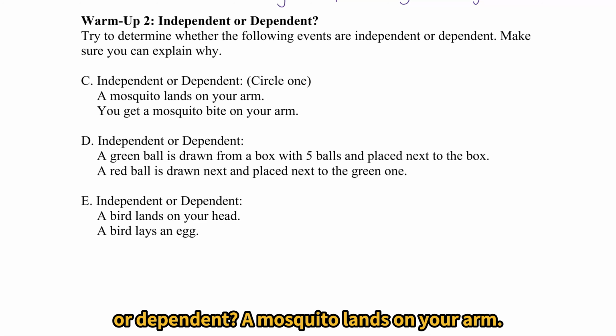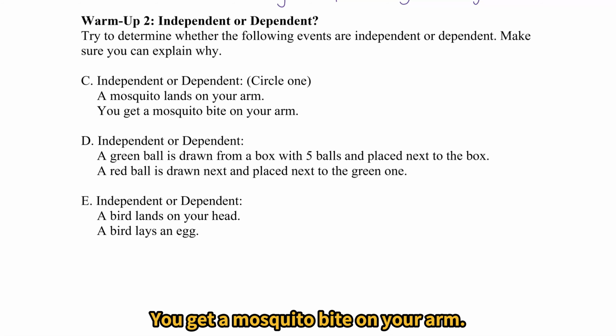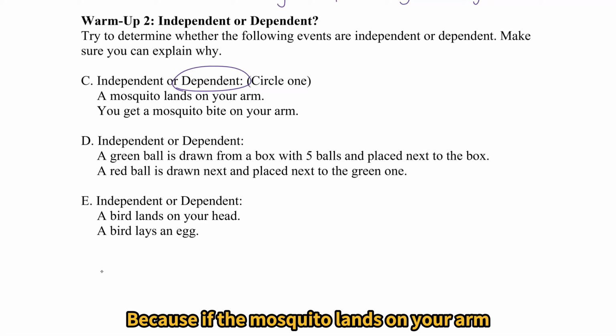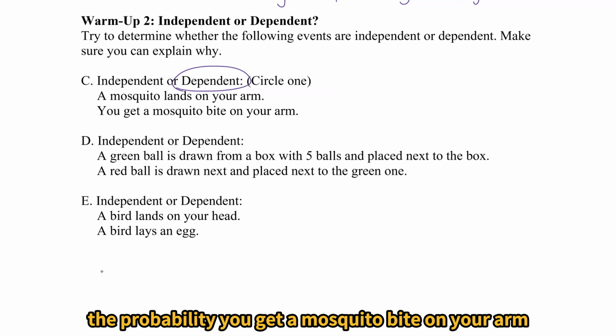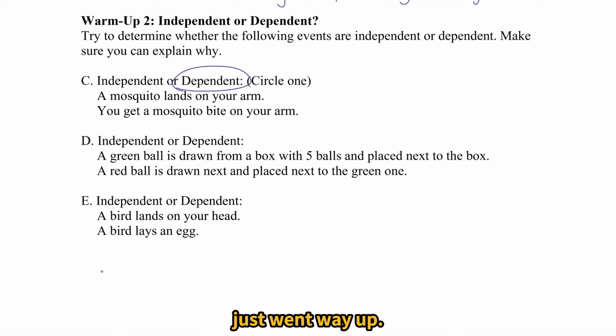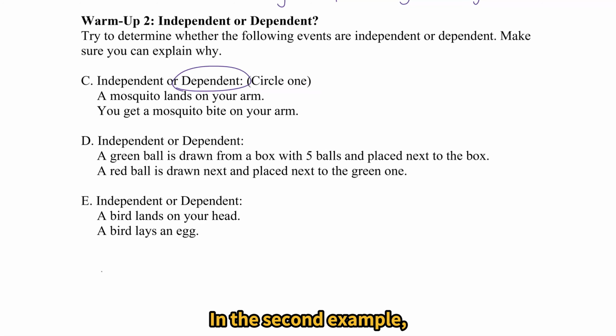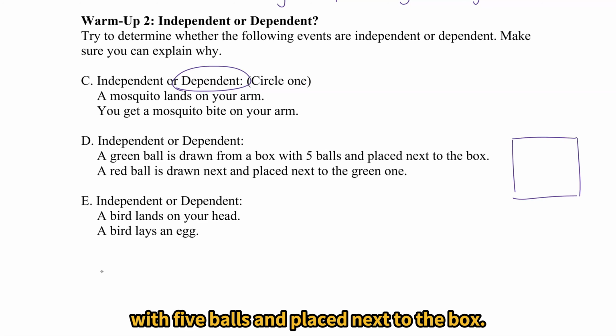A mosquito lands on your arm, you get a mosquito bite on your arm. These two events are dependent, because if the mosquito lands on your arm, the probability you get a mosquito bite on your arm just went way up. So the probability of the mosquito bite on your arm increases because this first event occurs. These are not independent.